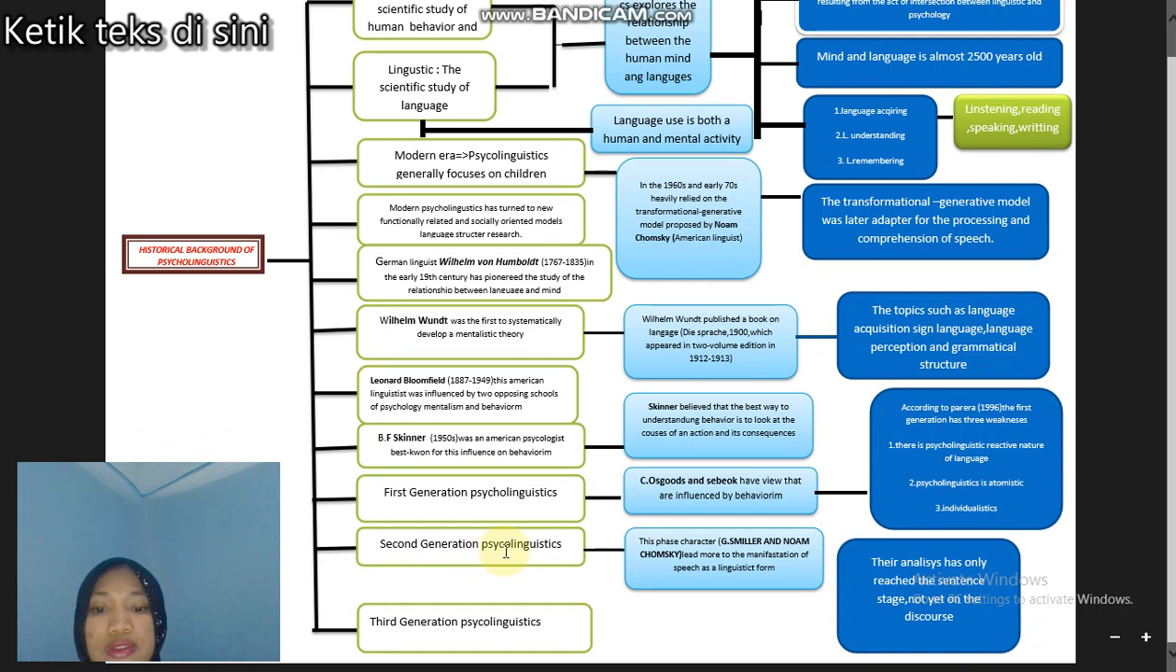The second generation of psycholinguists, such as Noam Chomsky, were more concerned with the production of speech and linguistic form. And the third generation's analysis has only reached the sentence stage, not yet the discourse.